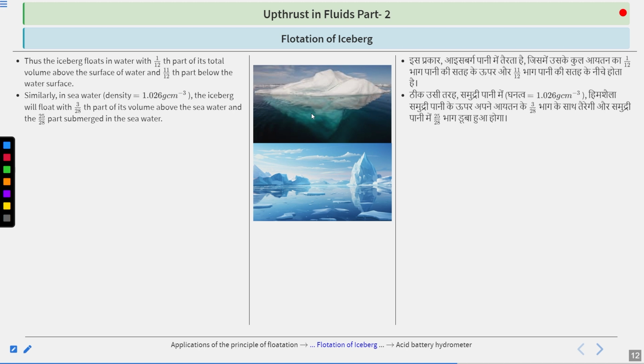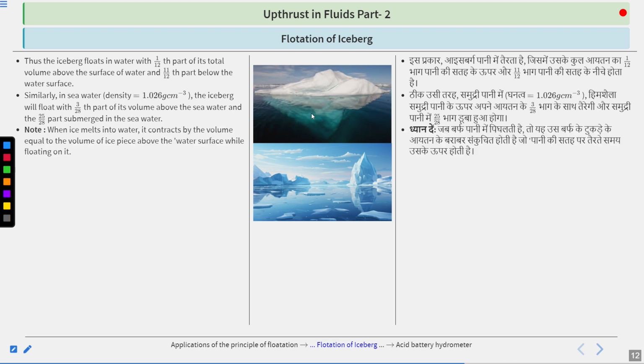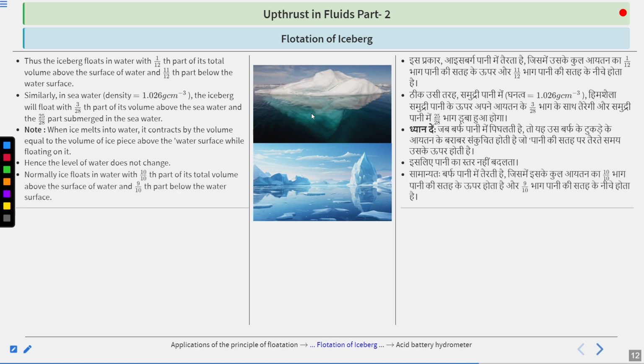Similarly, in seawater, density equals 1.026 g cm^-3. The iceberg will float with 3/28 part of its volume above the seawater and the rest, 25/28 part, submerged in the seawater. Note, when ice melts into water, it contracts by a volume equal to the volume of the ice piece above the water surface while floating on it. Hence, the level of water does not change. Normally, ice floats in water with 1/10th part of its total volume above the surface of water and 9/10th part below the water surface.